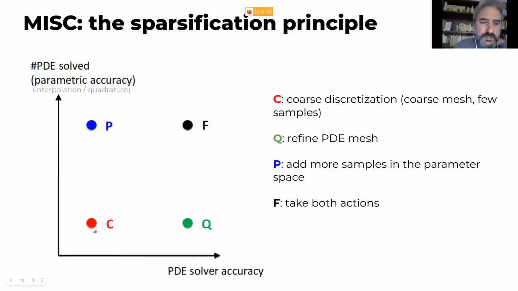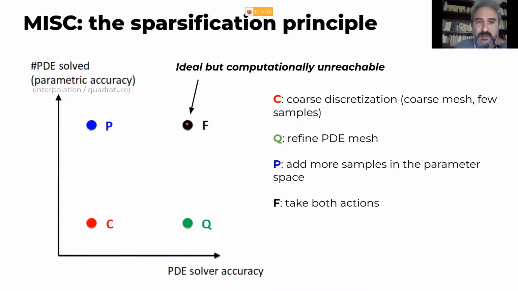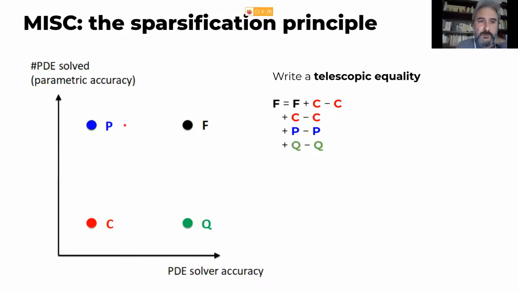So the C, the coarse discretization, is a discretization that you get by doing only a few samples on the coarse mesh. If you increase the mesh but keep a limited number of samples, you get Q. If instead you keep the coarse mesh but increase the number of samples, you get P. And if you do both things, you get F. And ideally, you want to get F. You want to solve a lot of samples on a fine mesh, but this is computationally unreachable. So what you want to do is get somehow an approximation of F out of the other possible discretizations.